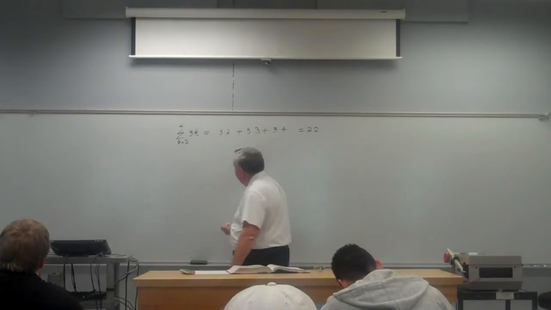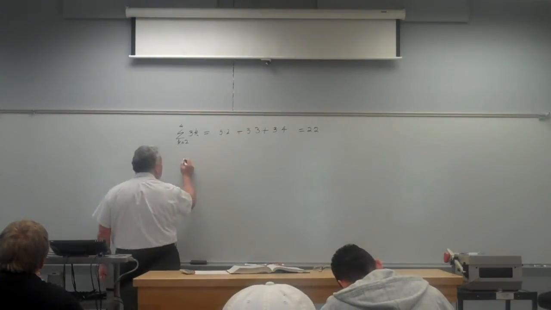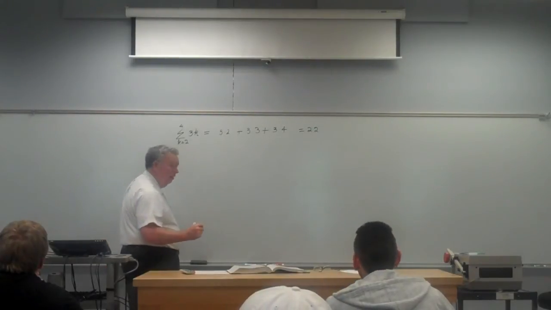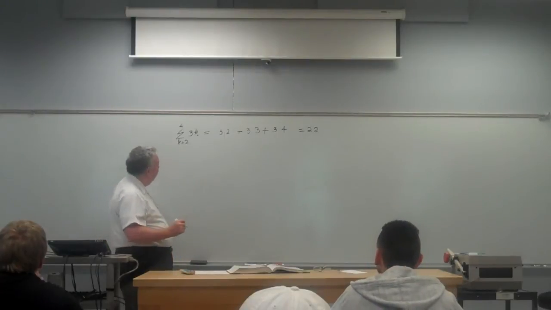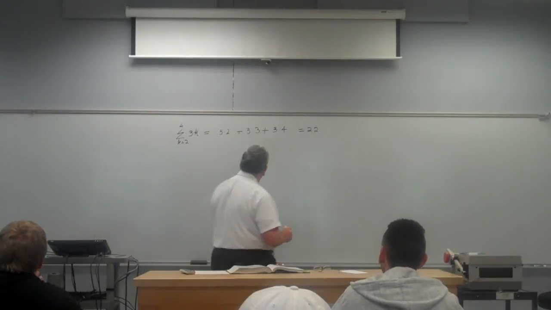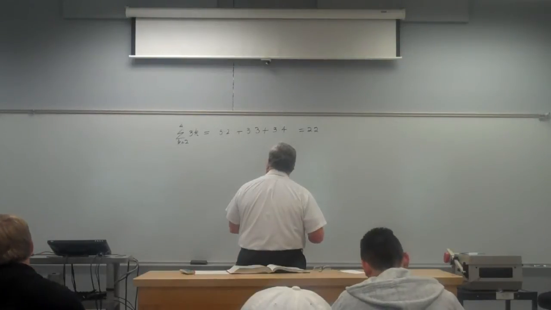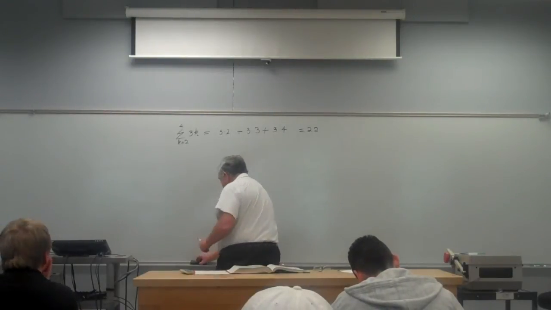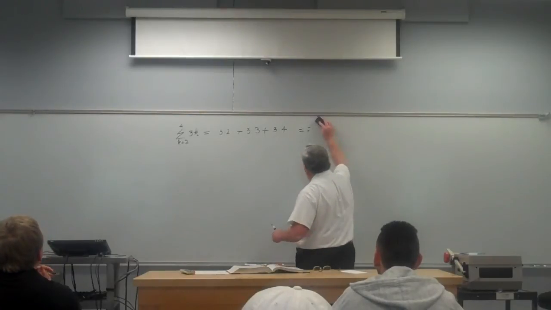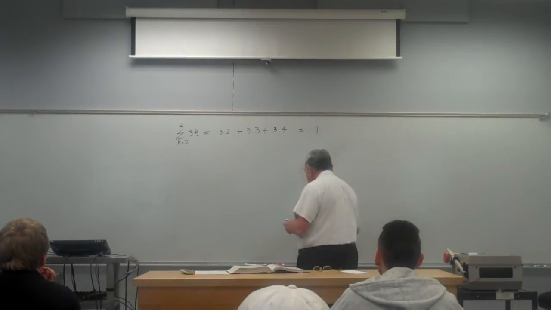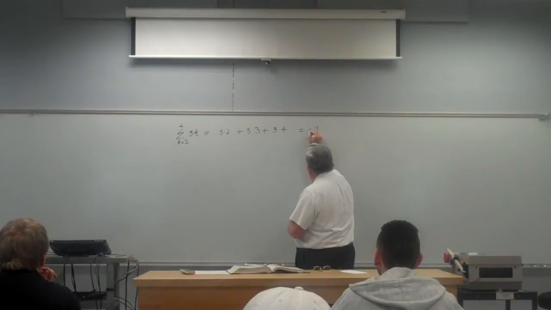That's 27. 3 times 4 is 12, not 7. Let's see: 6 and 9 is 15, and 12 is 27. Thank you. Very good. I'm going to do that all semester.